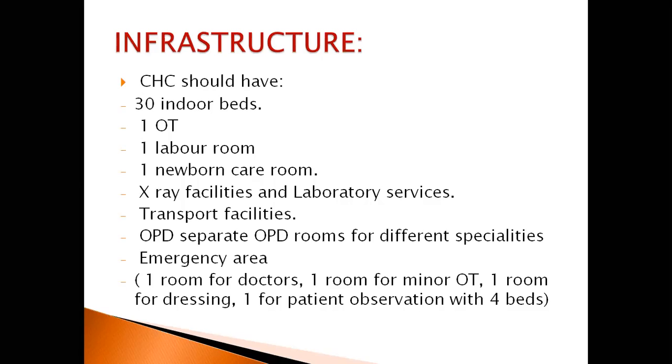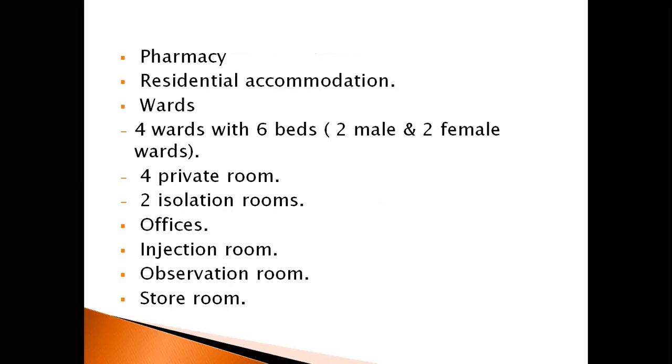So these are the infrastructure which is needed. These are the minimum requirements of infrastructure for a community health center. Apart from that, they also have a pharmacy. Residential accommodation. Actually, even in this Dhiranpara community health center which I have shown, at the backside of the hospital they have the quarters for all the staff, the doctors and even the nurses.